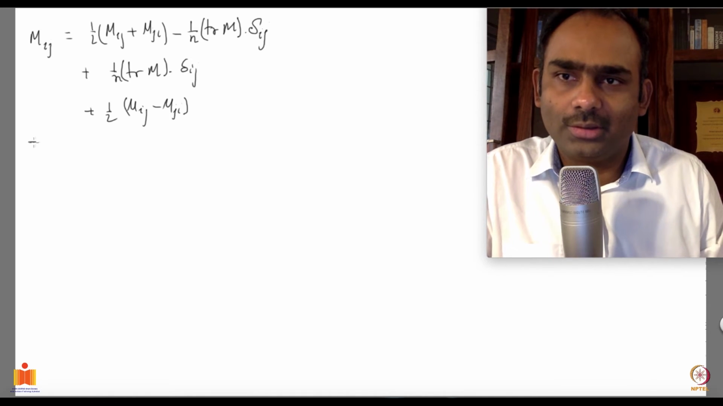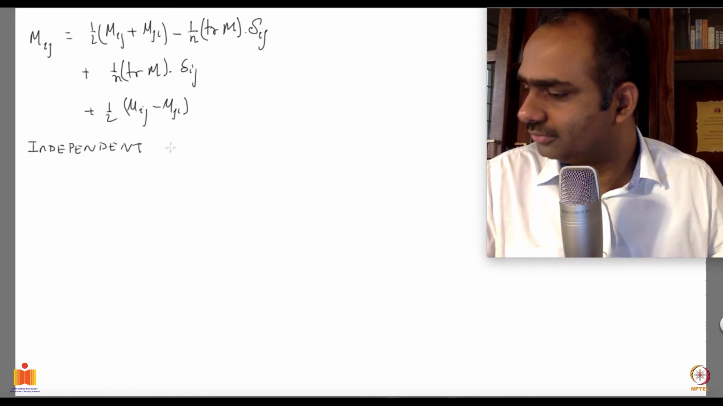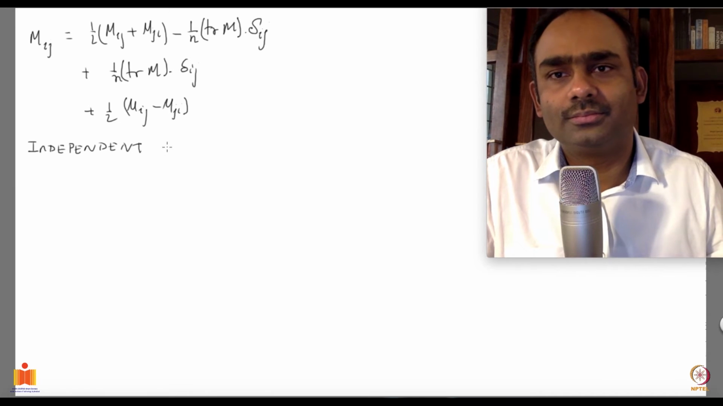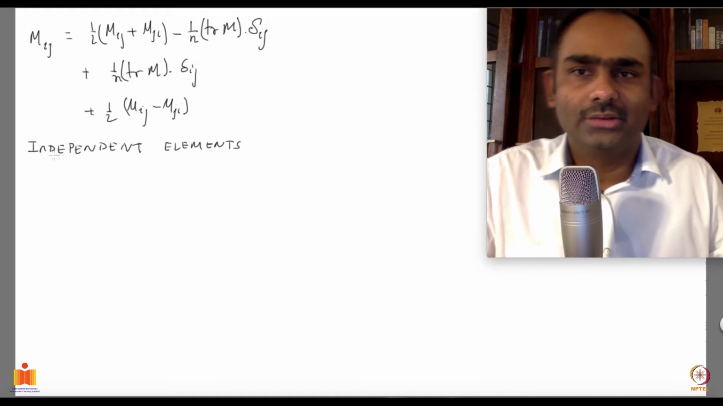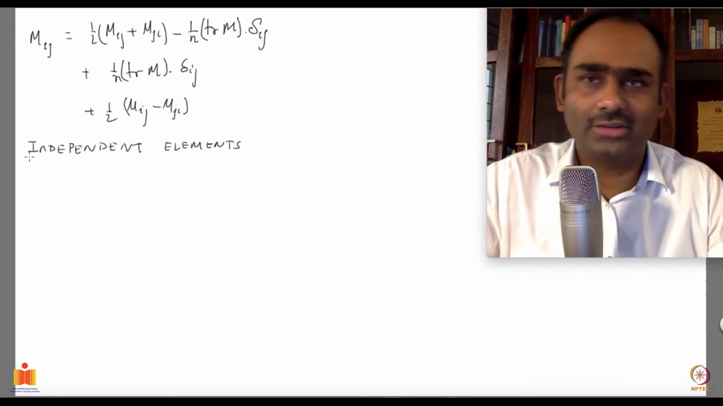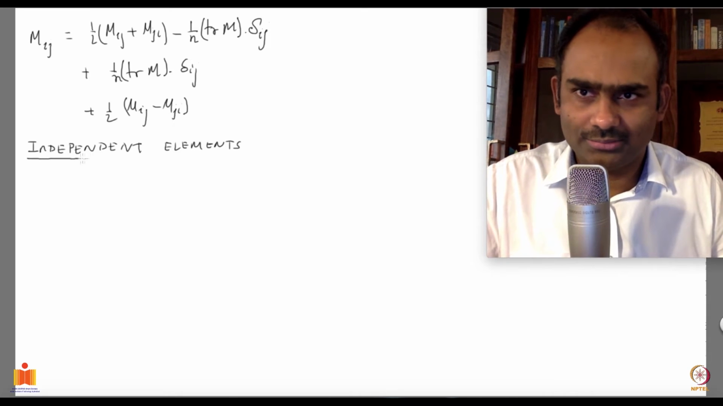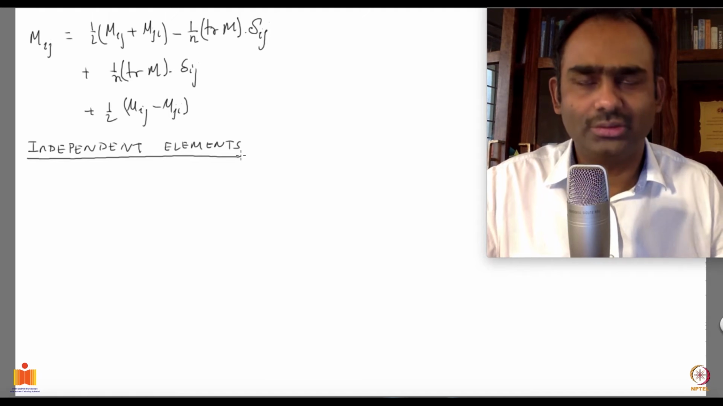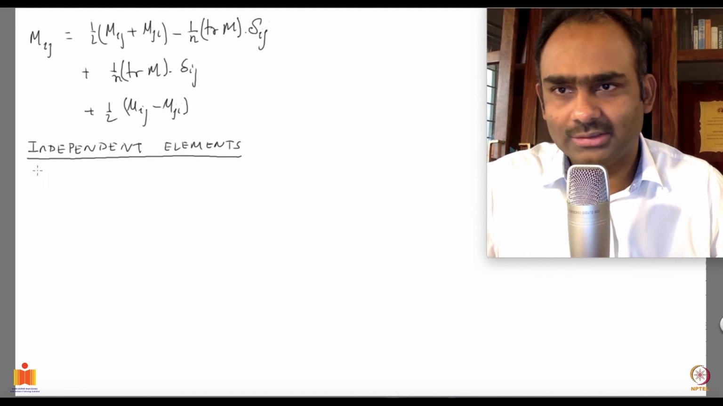Now we want to talk about the number of independent entries that you have in a symmetric matrix or an anti-symmetric matrix. Okay, that's what we want to do, and I'll count these in two different ways. So first let's look at a symmetric matrix.